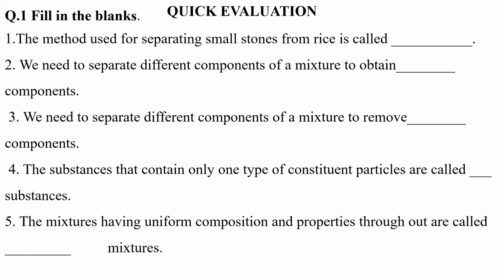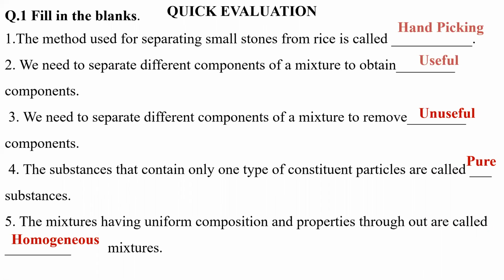Now a quick evaluation with fill in the blanks. The method used for separating small stones from rice is called hand picking. We need to separate different components of a mixture to obtain useful components. We also separate to remove harmful or unwanted components. The substances that contain only one type of constituent particle are called pure substances. The mixture having uniform properties is called a homogeneous mixture.